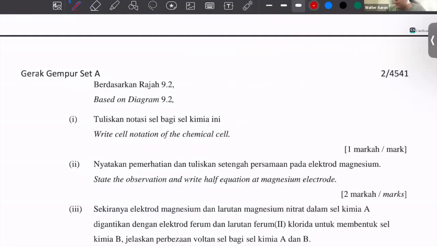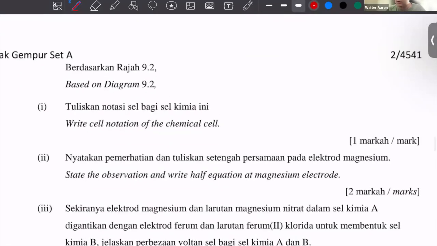Based on diagram 9.2, number 1 says write the cell notation of the chemical cell. The cell notation is actually very simple. It is written as Mg. You must put the state of matter, so magnesium is a solid, followed by a boundary in equilibrium with its ions. The ions are in aqueous form with a concentration of 1 mole per dm cube.